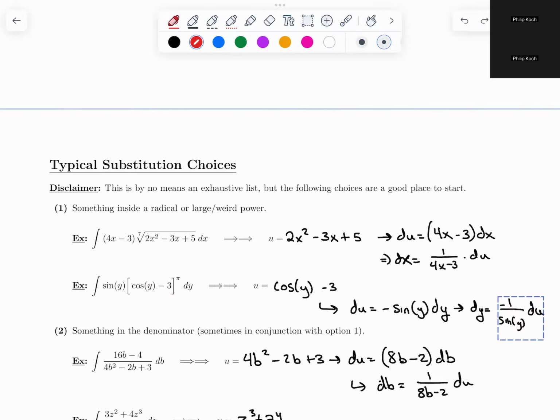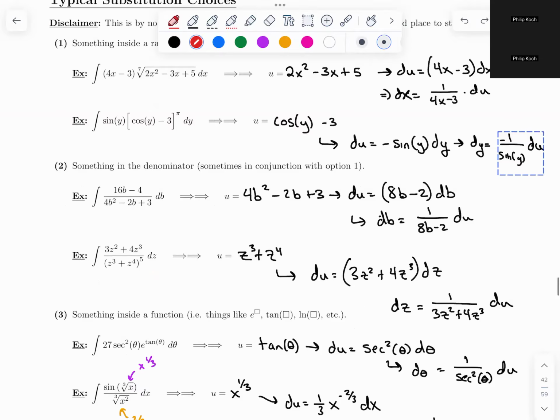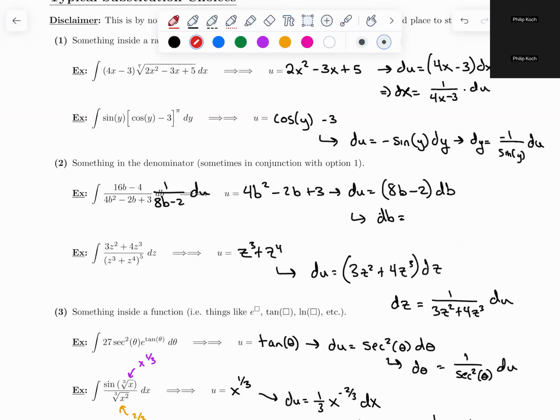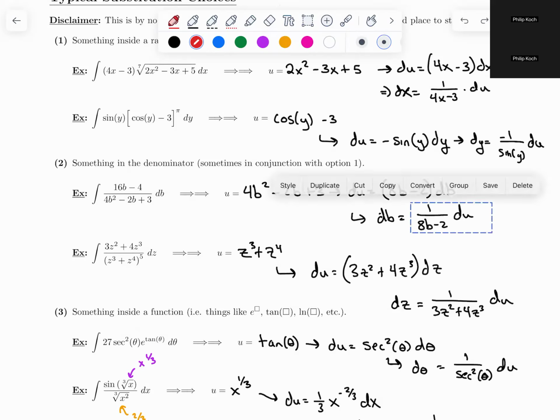Same thing here, but slightly differently. If I were to replace the db with 1 over 8b minus 2, this is the reason why I don't like term matching, is this allows us to figure out how to cancel these things. 16b minus 4 and 8b minus 2 don't necessarily cancel right off the bat. But if you realize that if you factor out a 2, then you can cancel these things out, and it works out. So we will see that in just a moment. But that's what's happening. Every single time, basically, everything should cancel out, and it should be purely in terms of u once you finish it off.